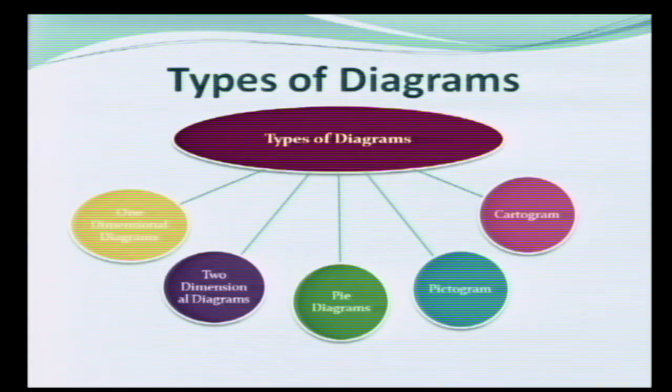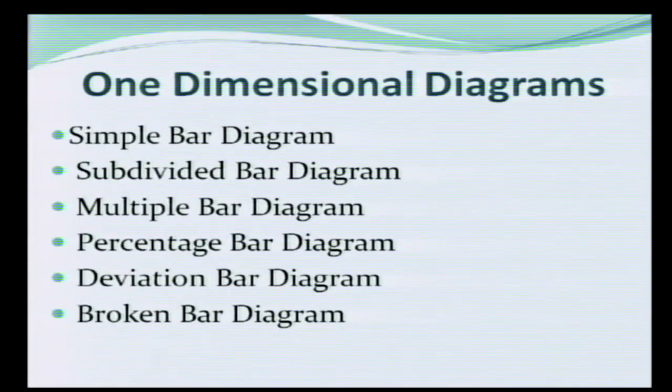Now we are discussing the types of diagrams. There are 5 types of diagrams: one dimensional, two dimensional, pie diagram, pictogram and cartogram. First we come to one dimensional diagrams, which come under bar diagrams. There are 6 kinds of bar diagrams: simple bar diagram, subdivided bar diagram, multiple bar diagram, percentage bar diagram, deviation bar diagram and broken bar diagram.